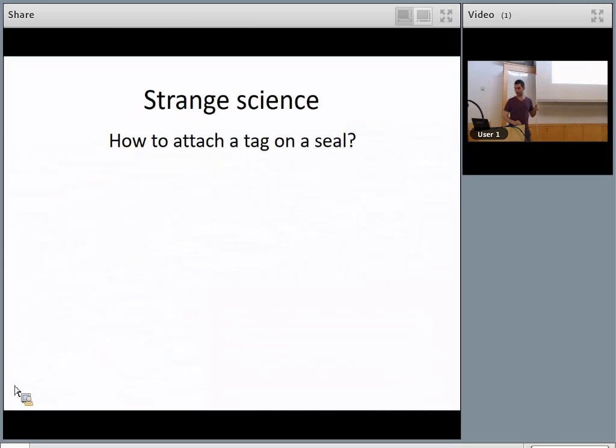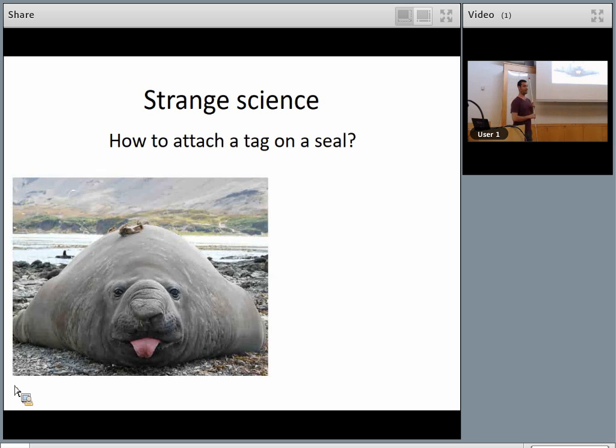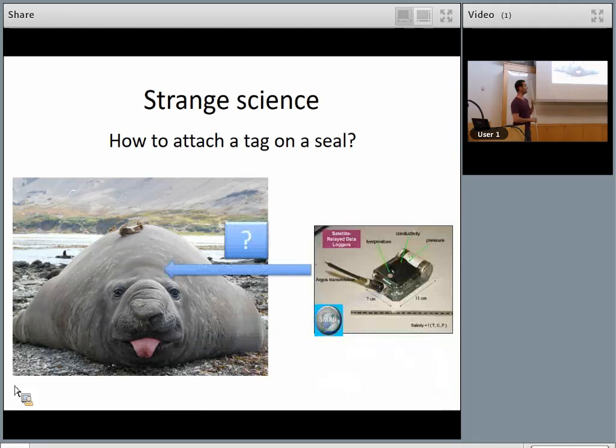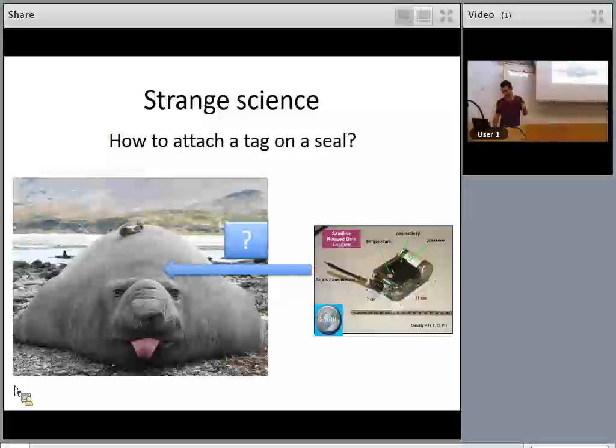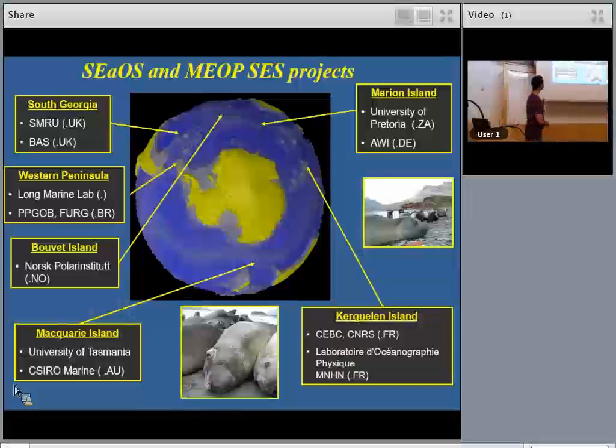So now the funny part of this project, of this program, is how do you attach a tag on a seal? So the idea is you have a seal, and then you have a tag, and then you have to put it on the seal. So it's actually quite interesting to do that.